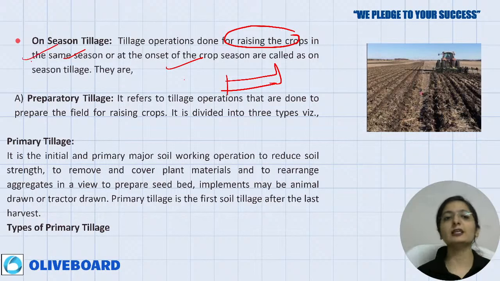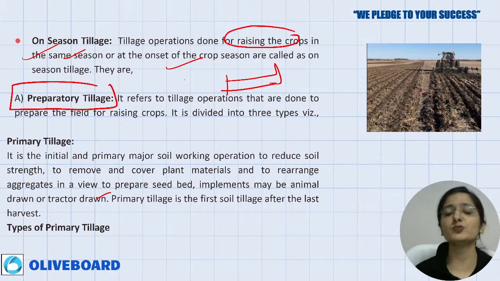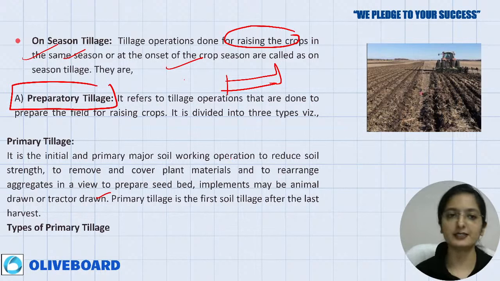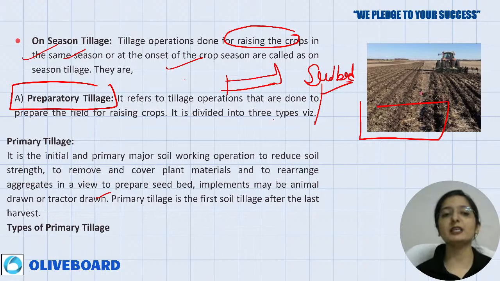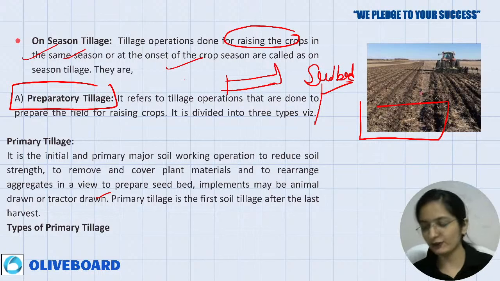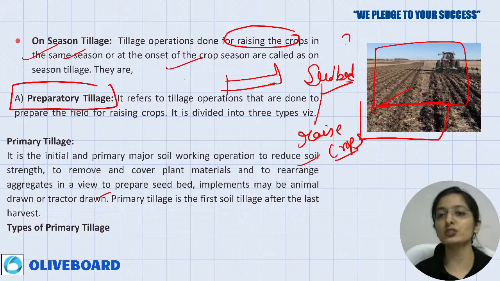In on season tillage, first of all you will see preparatory tillage. Now what is preparatory tillage? The name, I think, makes it clear in itself. What do you understand by preparatory tillage? Preparatory tillage is where you want to prepare, as I talked, the seed bed. It is where you want to prepare your field, the field that you can see in front of you, so that you can raise the crops there. You can sow the seed here.